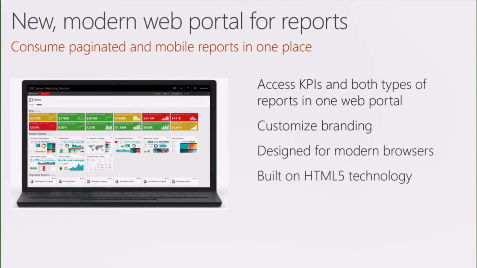And finally, tying it all together, we've got this new modern web portal. As I said, you can access all of these different report types in one place, organize them. A really cool feature that we brought over from DataZen is you can even customize the branding to match your organization's brand. So you can change the logo in the top right to your corporate logo. You can change the colors to your corporate colors. Really well-loved feature in DataZen that we brought over and integrated.